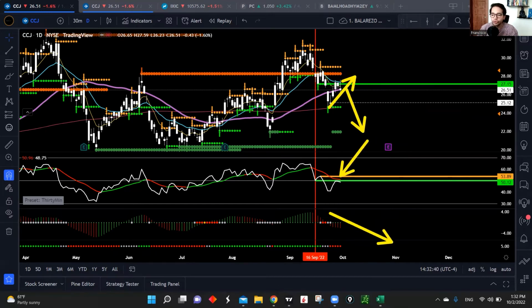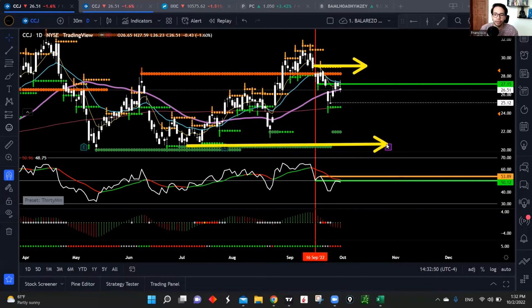And I'm waiting for some continuation in CCJ to the downside. I think that if you want to give this a lot of room, you can probably use this level right here as your stop. I'm probably targeting these levels all the way down here for your potential targets in CCJ as a short setup. So this one is looking pretty nice to the short side.